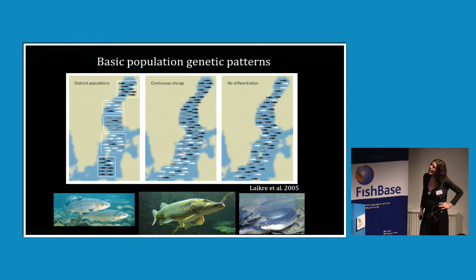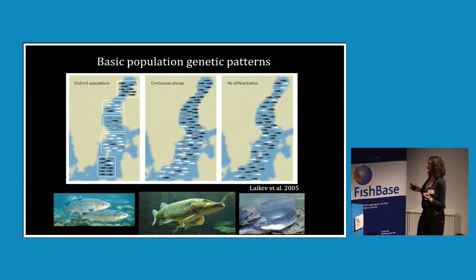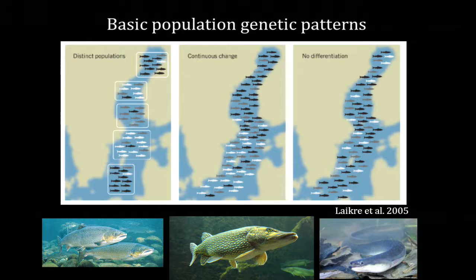We can think about three very basic types of population genetic structure that we can classify different species in. We can have situations where we have distinct populations. That is, within the species, we have populations that are very different from each other, and they are isolated from each other. An example of this is salmon or trout in the Baltic Sea. I will talk a little bit more about all these examples.